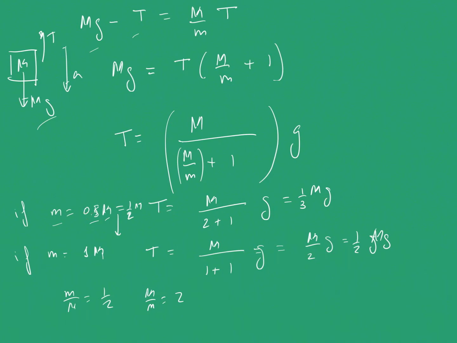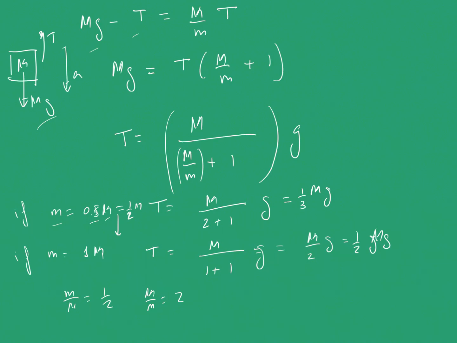Now let's increase the little m to 1M. Instead of half of M, 1M. What will happen? The tension will be the mass M times g, and now M divided by m is 1. 1 plus 1 is 2. So the tension will be half of the weight of the other object. So the tension is increasing when the mass is increasing.